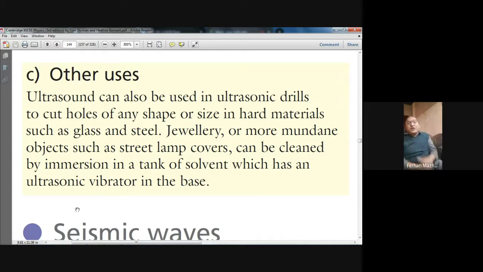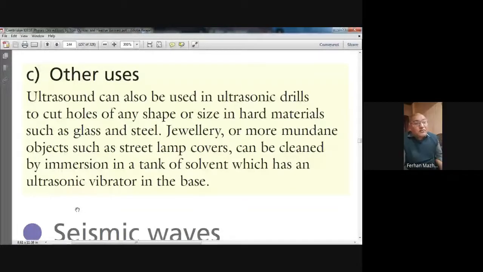So its uses are very important, to know them, to list them, to state where they are used. Sometimes you have to describe how they are used. Ultrasound can also be used in ultrasonic drills to cut holes of any shape or size in hard materials such as glass and steel. So ultrasounds are also used to drill holes.